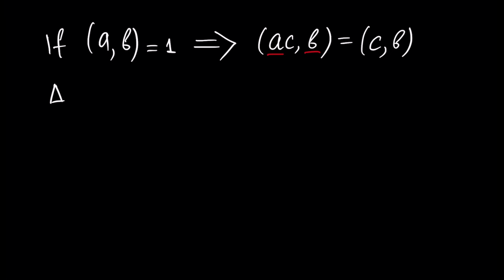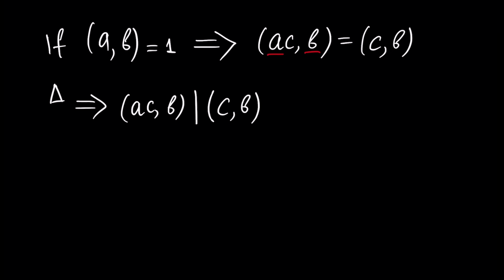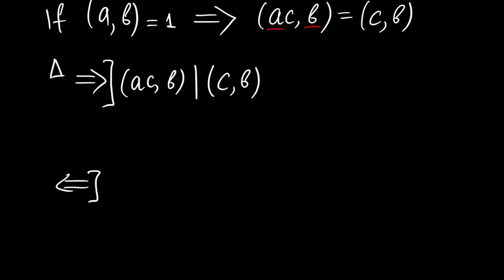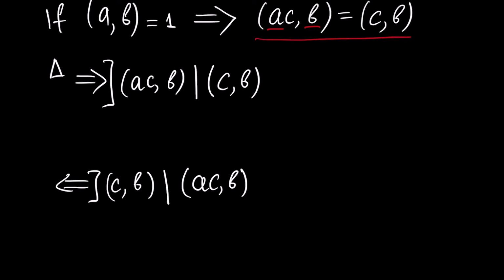To prove this result, we have to show that, first, to one side, the greatest common divisor of AC and B divides the greatest common divisor of C and B. And to the opposite side, we have to show that the greatest common divisor of C and B divides the greatest common divisor of AC and B. And of course, if this number divides this number, and the opposite, these two numbers are the same. And we will prove this.